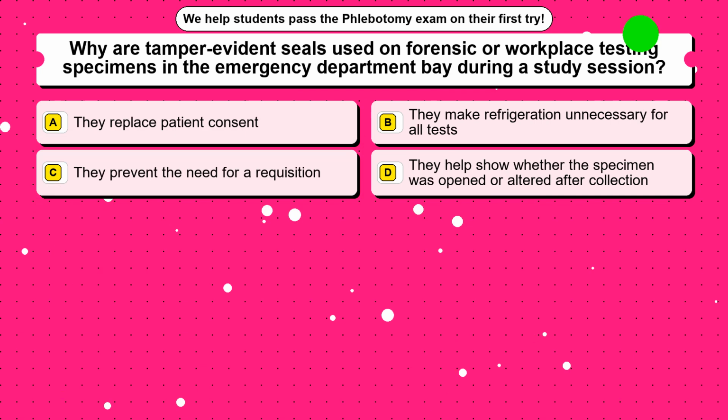Question 76. Why are tamper-evident seals used on forensic or workplace testing specimens in the emergency department bay during a study session? Option A. They replace patient consent. Option B. They make refrigeration unnecessary for all tests. Option C. They prevent the need for a requisition. Option D. They help show whether the specimen was opened or altered after collection.